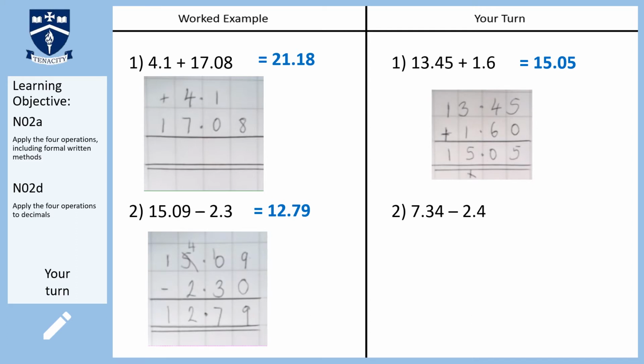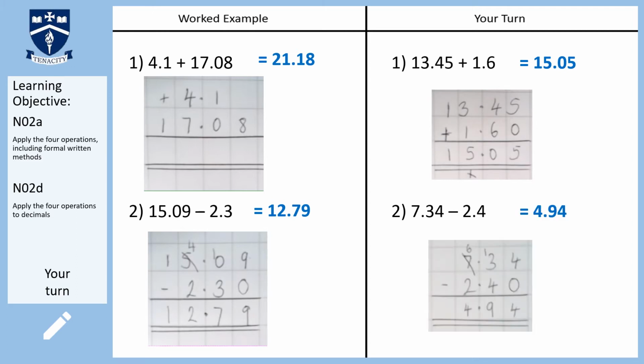Here we can see our answer is 15.05. If we wanted to double check, we could always add up the other way round or do 15.05 subtract 1.6 to see if we get 13.45. Second answer is 4.94. Again, we could do the inverse double check. We could do 4.94 plus 2.4 and see if we get 7.34.